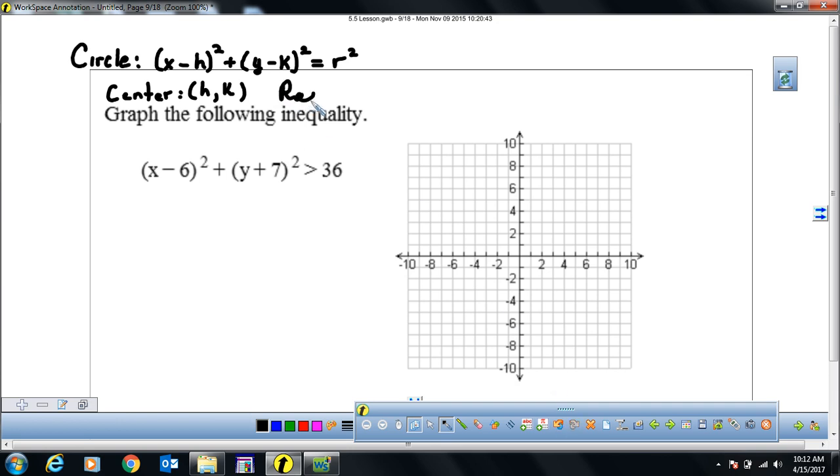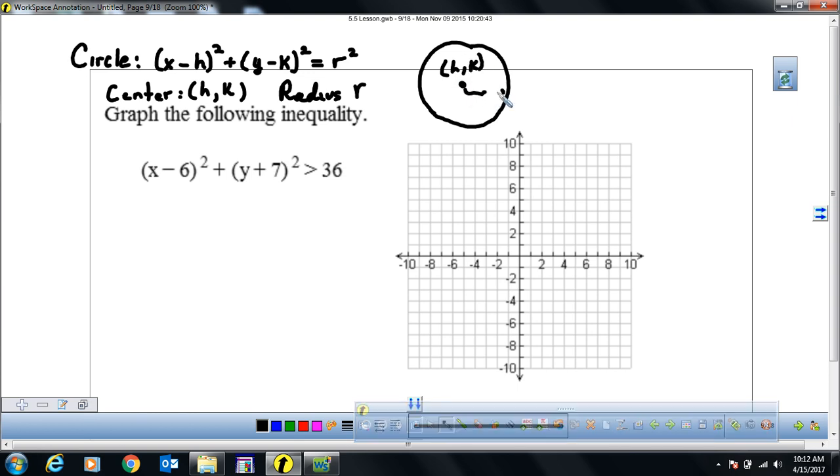So the radius is going to be my r. Okay, so what does that mean? Center of the circle. Center of the circle means this, right? So that is my h comma k, and the radius of the circle is the distance from the center to any side on the circle. That's what the radius means. So that's exactly what we are going to do next.